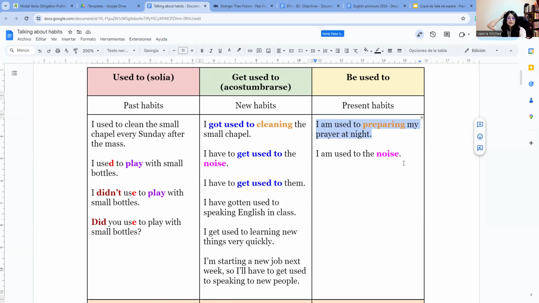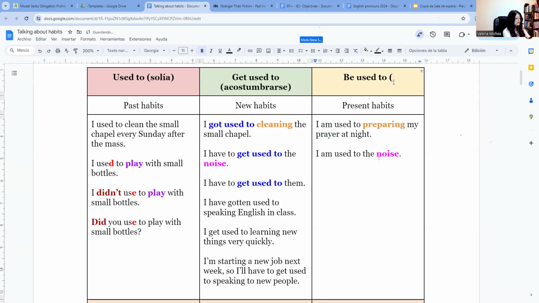Estoy acostumbrada a preparar mi... What's prayer in Spanish? Prayer. Oración. Yes, there you go. My prayer at night. Mi oración en la noche. Yes, I'm used to preparing. Estoy acostumbrada. Yeah, so it's something that I do. It's in my routine. I do it. Okay, so used to has nothing to do with usually. It's not usualmente. So the whole structure, be used to, it's estar acostumbrada.